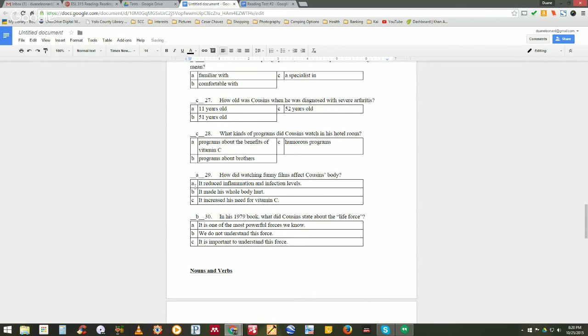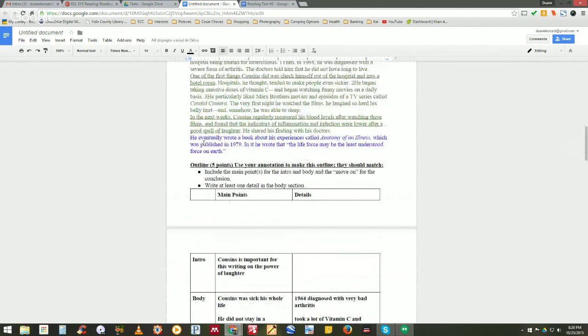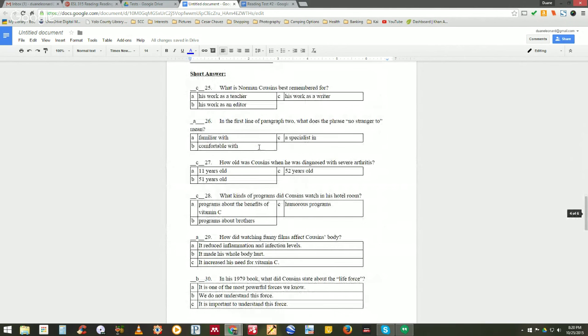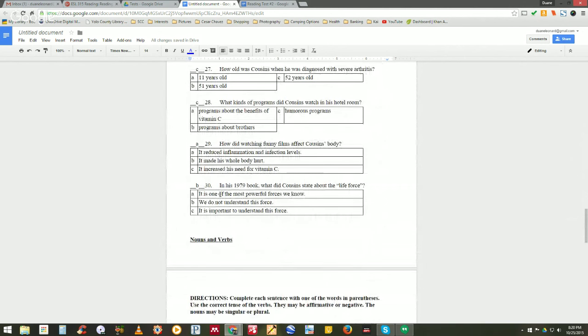And if we look back, he eventually wrote a book about his experiences called Anatomy of an Illness, which was published in 1979. In it, he wrote that the life force may be the least understood force on Earth. So that means we do not understand it. He doesn't say we should understand it. He implies that we should, but he doesn't say that we should. So the answer is B. We do not understand this force.